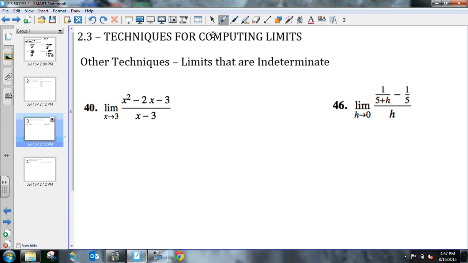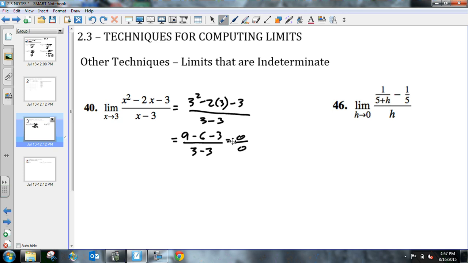These are limits that are indeterminate, which means we can't determine them. So we try direct substitution first. We just plug in 3, so we get 3 squared minus 2 times 3 minus 3 all over 3 minus 3. We get 9 minus 6 minus 3 over 3 minus 3. So 9 minus 6 is 3. Minus 3 again gives me 0. And then 3 minus 3 also gives me 0.